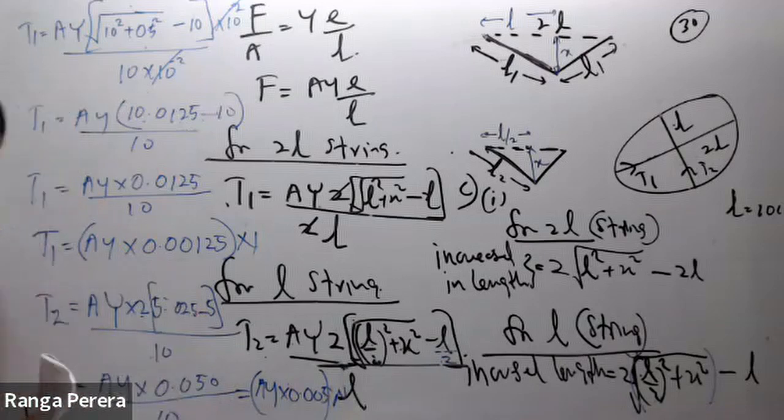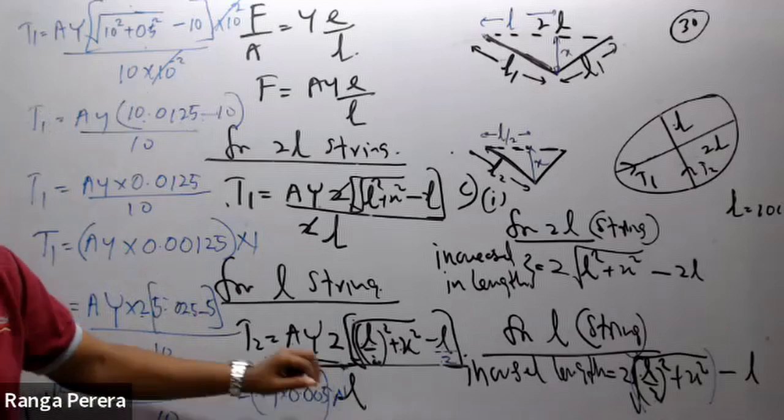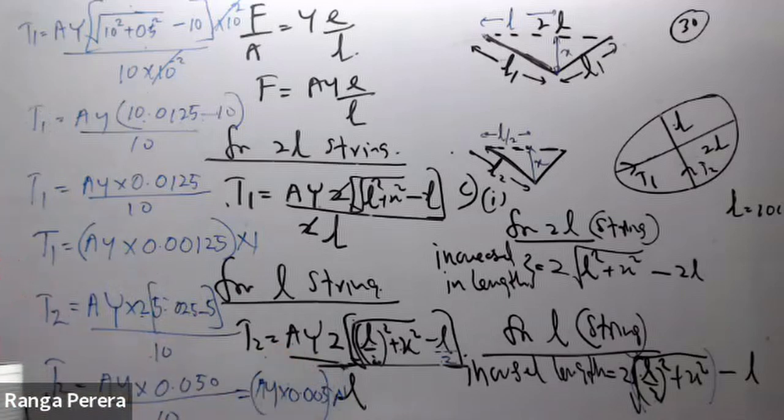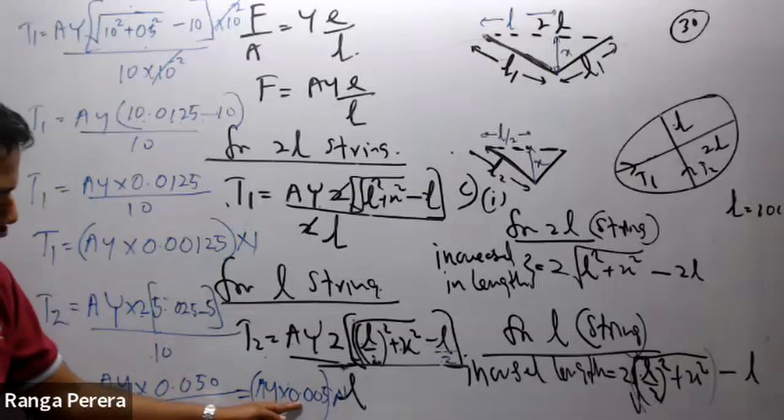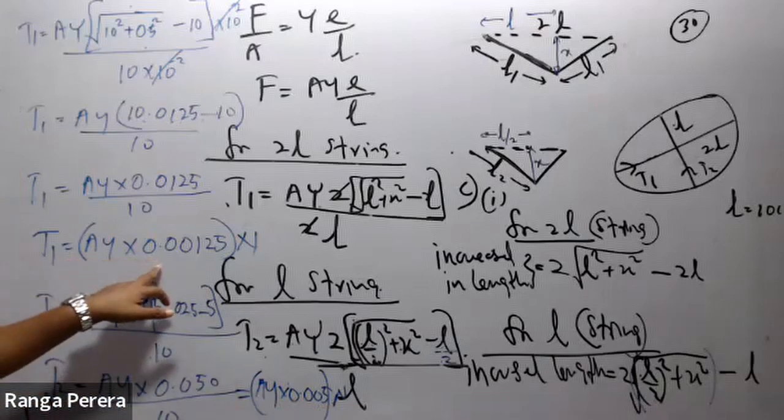Newton. We don't have enough room to write there. That is the issue. 0.050 divided by 10 means 0.005 Newton. Can you see the board, Lamai? Can you see the answer for the last one? Can see, right? Sorry about that, no space. 0.005. So T2, the tension on the shorter string, is this value. The longer one is AY this value.